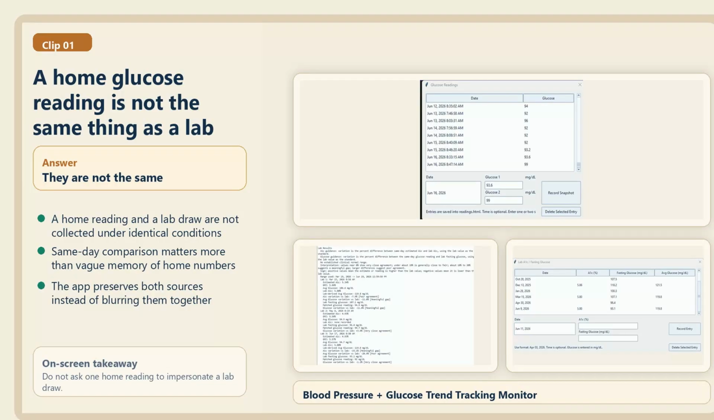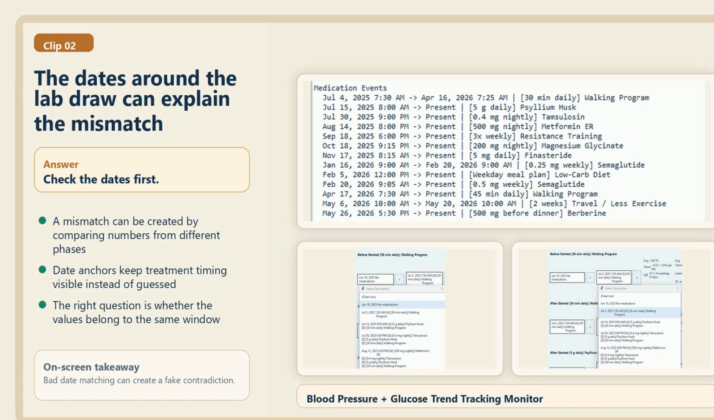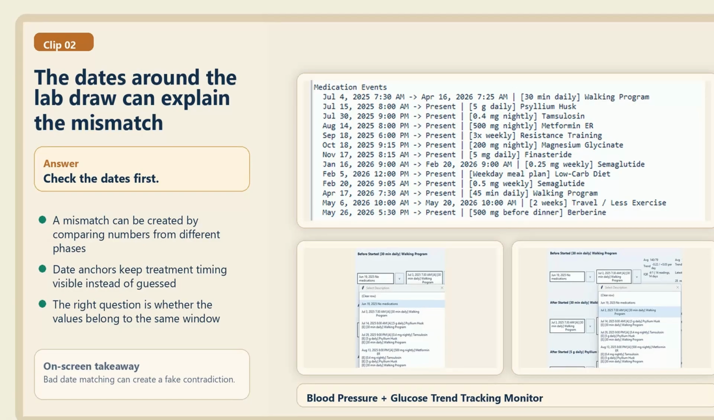The dates around the lab draw can explain the mismatch. Timing is the next big reason for a mismatch. The medication events list and begin and end range selectors help you anchor the lab date inside a real treatment phase instead of comparing it to a home reading from some other part of the year. That matters because a glucose value taken before a medication start, after a diet change, or during a different routine can look inconsistent when the real problem is that the dates do not belong to the same phase.